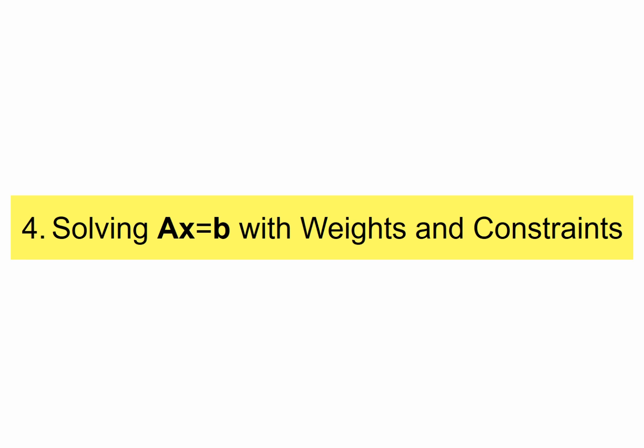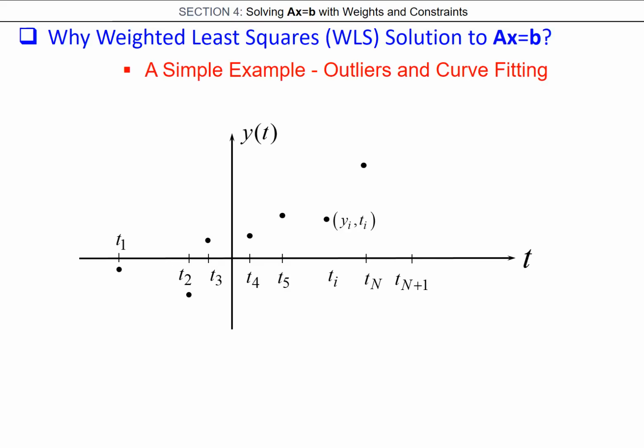So welcome back to part 4 of solving linear simultaneous equations, and this part is called solving AX equals B with weights and constraints. So let's go straight in with an example to try and see what we're talking about.